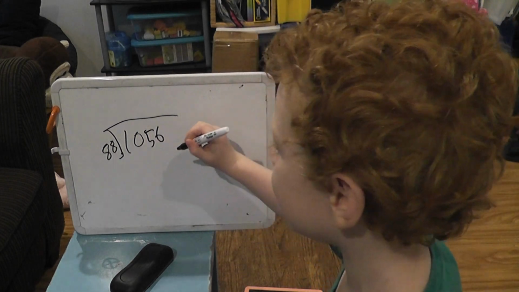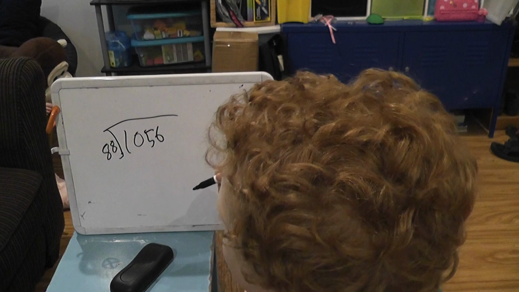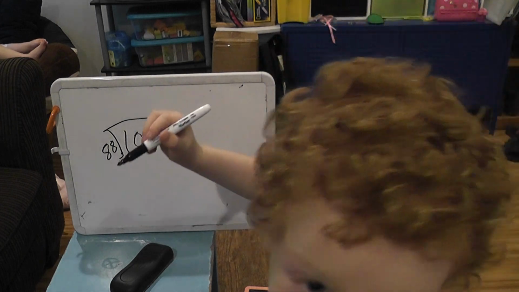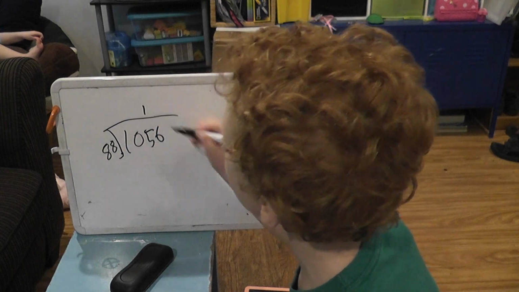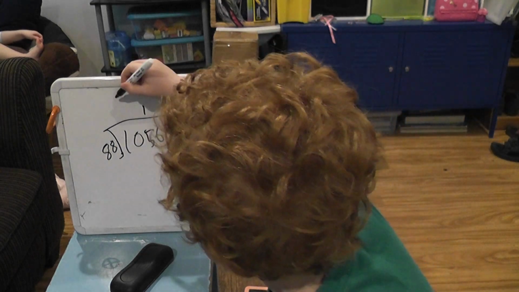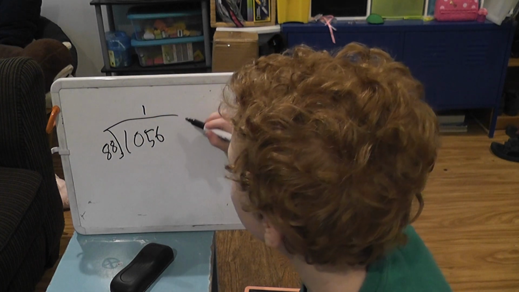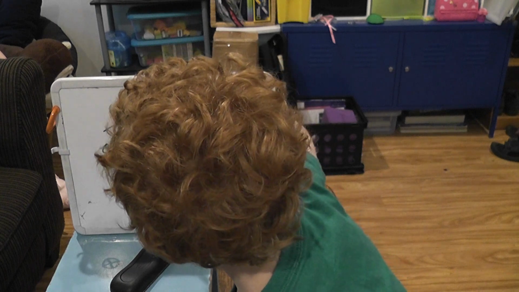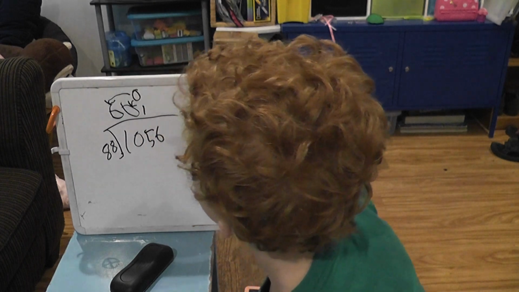None! Now we group these two digits together and ask how many 88s go into 10. None! So we have to group the first 3 digits together and ask how many 88s will go into 105, and 1. Why does the 1 go here instead of here? Well, because we had to group the first 3 digits together. And I'm just putting zeros here, even though you don't have to.